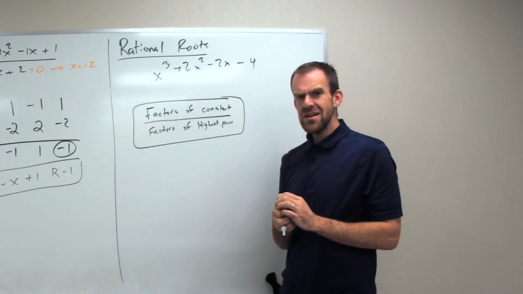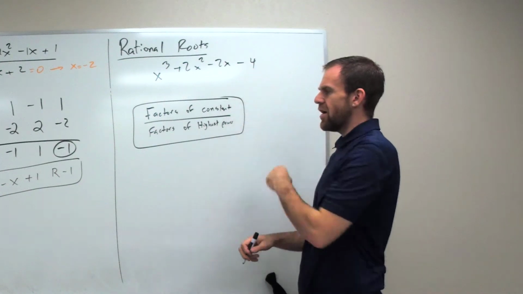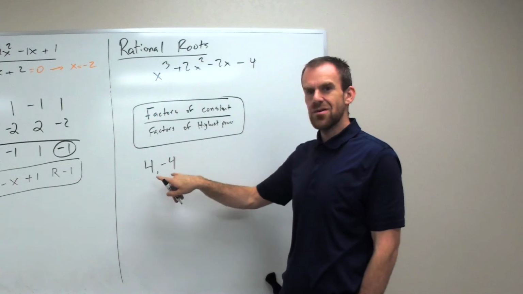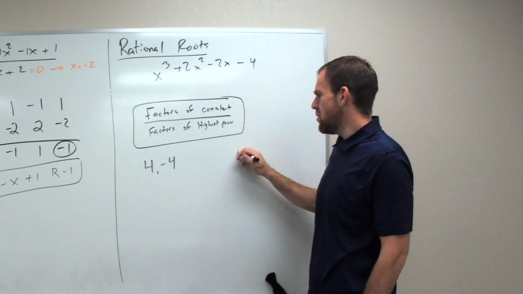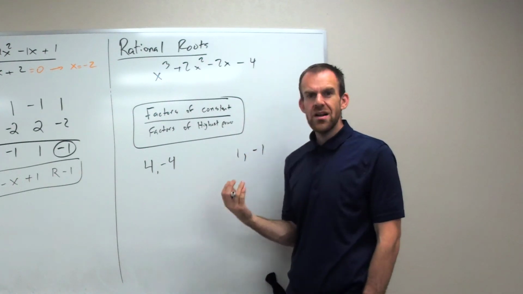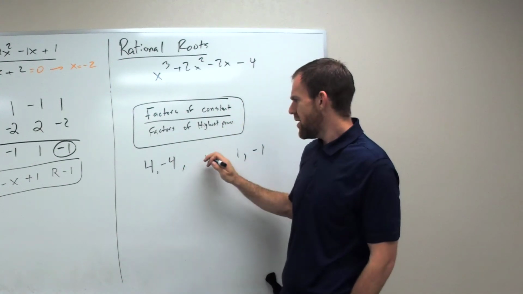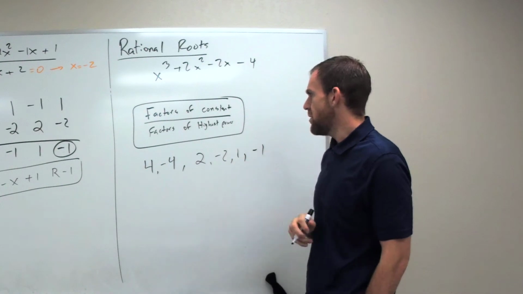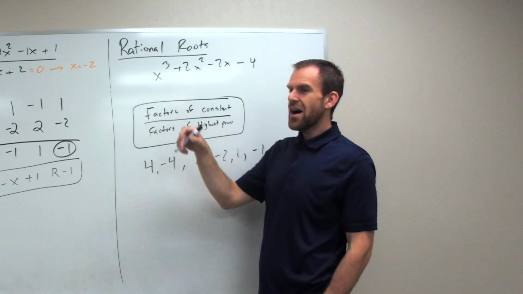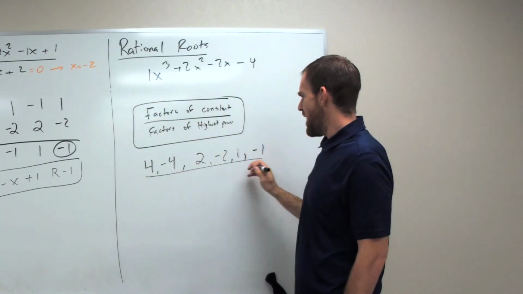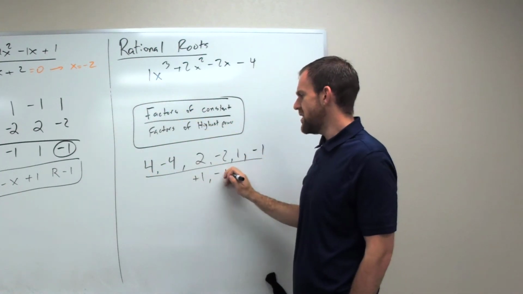How do you generate that list? Well, what are the factors of 4? Easy ones are 4 and negative 4, right? And of course, 1 and negative 1. What else goes into 4? How about 2 and negative 2? Now, what are the factors of the highest power coefficient? Well, that's 1. So I have plus 1 or minus 1.